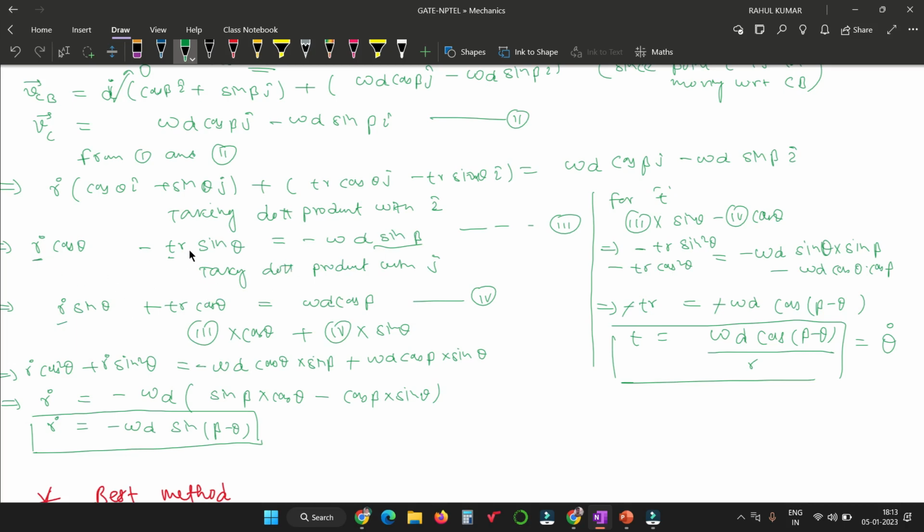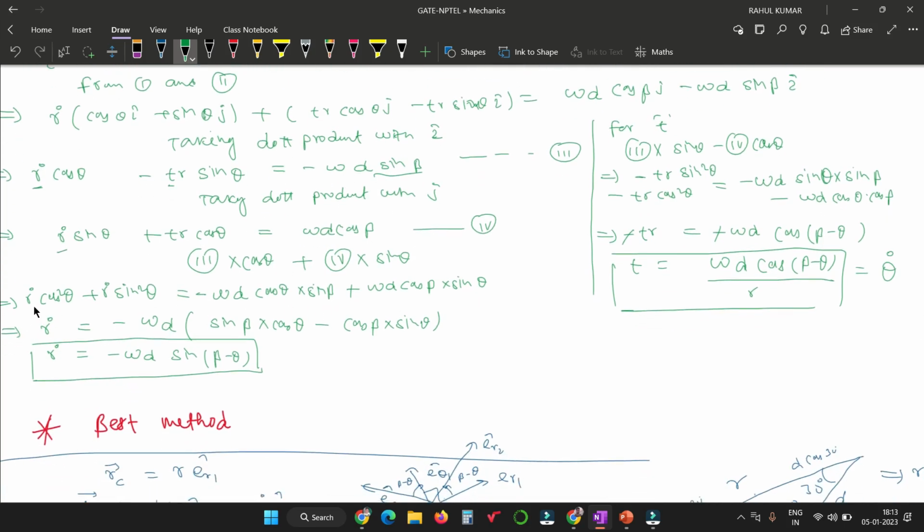We will first multiply equation 3 with cos theta and equation 4 with sin theta. You will get r dot cos square theta, r dot sin square theta, and here that will become minus t r sin theta cos theta, and this will become t r sin theta cos theta. That will become 0 after adding, and here that will become minus omega d sin beta cos beta sin theta.